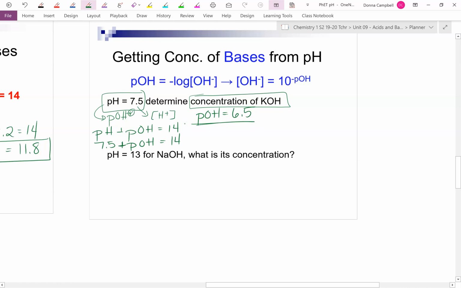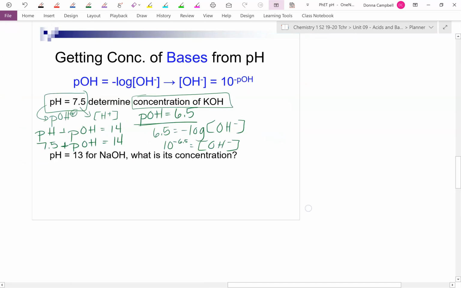Okay, well, I've got the POH. How do I get the OH minus concentration? Well, I know that 6.5 is equal to the negative log of the OH minuses, which really means 10 to the negative 6.5 is equal to the OH minus concentration. Well, let's put that in our calculator. When I put that in the calculator, I get 3.16 times 10 to the negative 7 molar is equal to the OH minus concentration, which is actually equal to the KOH concentration. These brackets are important. They do mean concentration.